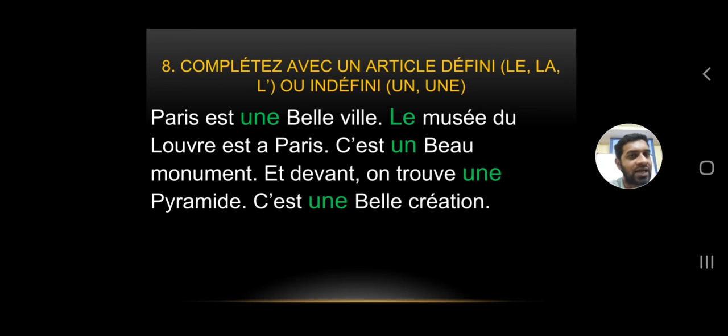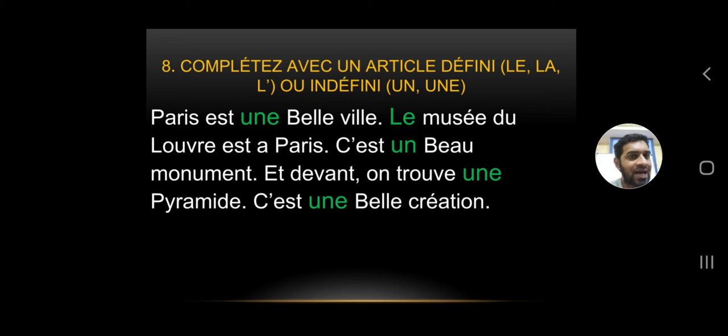Okay, so the definite articles, indefinite articles. So Paris est une belle ville. So belle ville, it's feminine. Okay, so first you got to check if it's singular or plural, masculine or feminine. Okay, so then you can go for definite or indefinite. So it's singular, feminine. So both two possibilities, la and une.